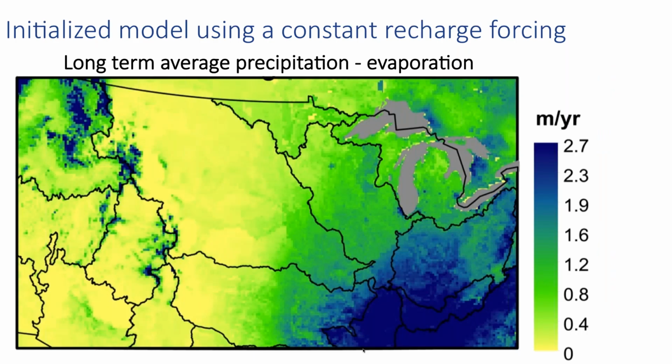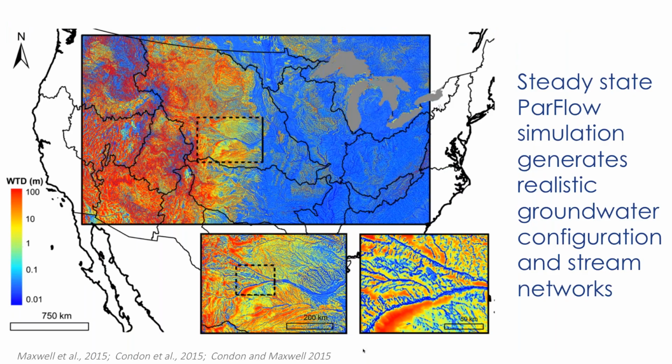Okay, so then after we get all of our inputs to our model, we generated a steady state simulation using just long-term average precipitation minus evaporation. So we just rain on our model for a really long time until we get a steady state simulation. And this is what it looks like.